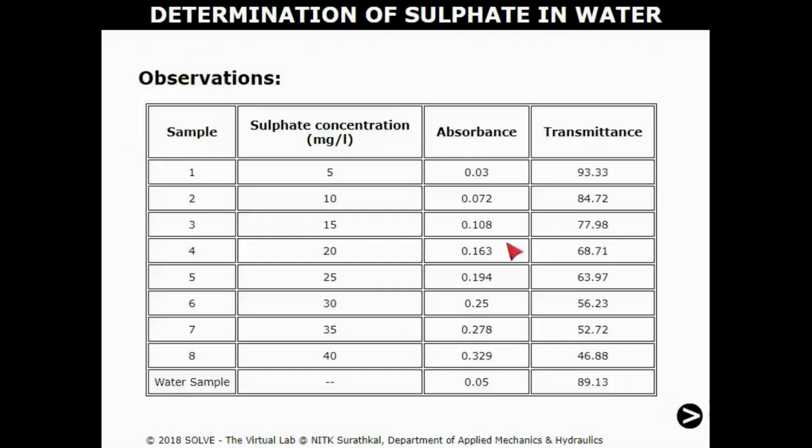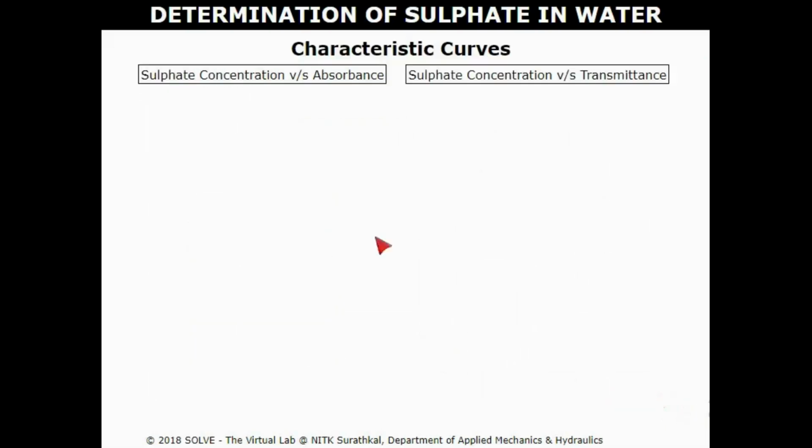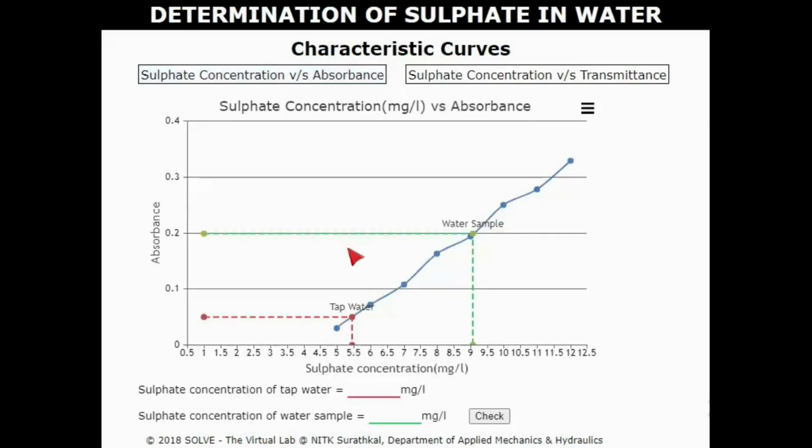These are the observations. Here we can view absorbance and transmittance value for all the solution. Here we can view the characteristic curves. Click on sulfate concentration versus absorbance to view the plot. Scroll the mouse pointer to the plot to know the respective values.